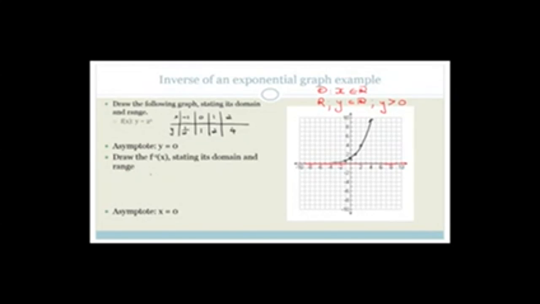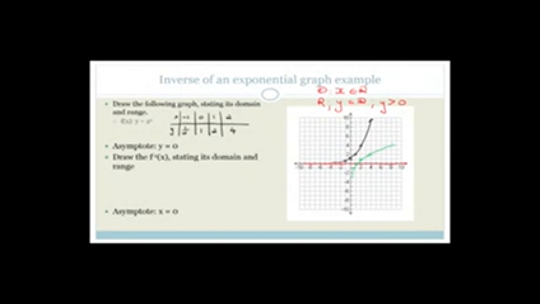Right, now we need to draw the inverse function and state its domain and range. Do you agree that by drawing the inverse function, we could actually just swap the x and y values? So in other words, when y equals minus 1, x equals a half. When y is 0, x is 1. When y is 1, x is 2. And when y is 2, x is 4. And it looks like this.